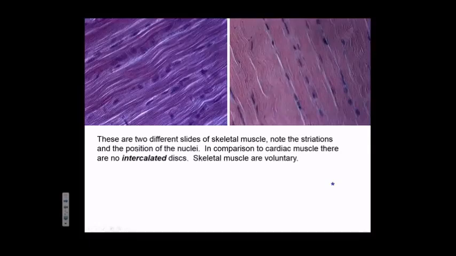Which is Z to Z. And in between that is the sarcomere. So the sarcomeres, they are stacked up on top of each other. Okay? Okay, so this is skeletal muscle.